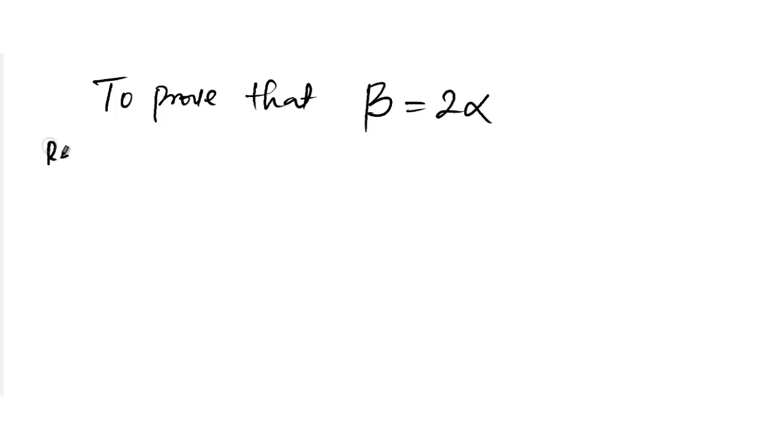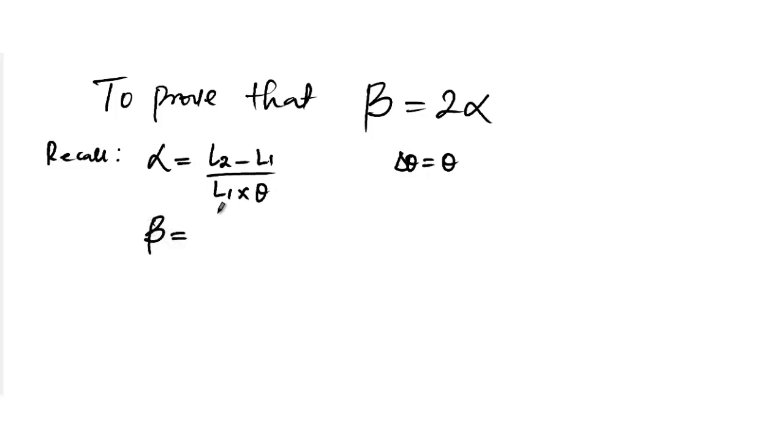So recall that linear expansivity alpha is given to be L2 minus L1 over L1 times theta. Don't forget that this theta is the same thing as delta theta. So for the purpose of the proof, I decided to use theta to make it easier. Then we also have that the area or superficial expansivity beta is given to be A2 minus A1 over A1 times theta. So we'll call this equation 1 and we'll call this equation 2.